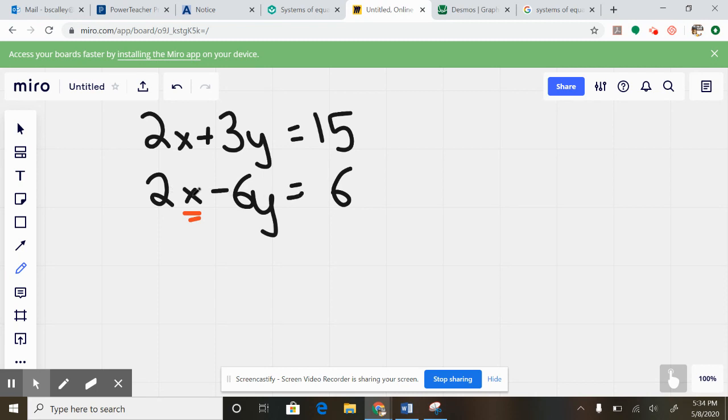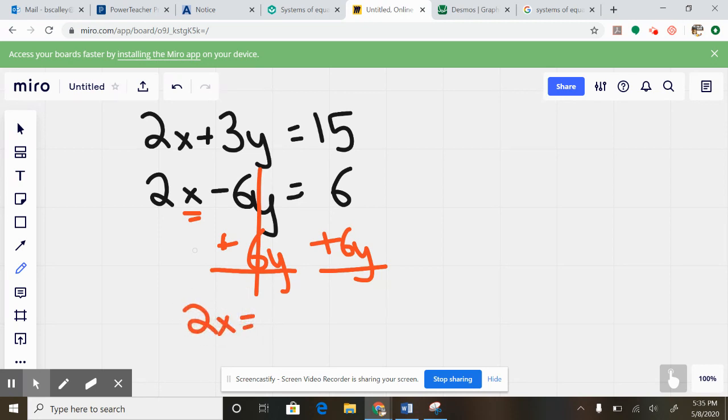I don't have to get this x alone. It would work if I did any of these. I'm just looking ahead and knowing that dividing by 2 is pretty easy, and the other coefficients are divisible by 2, so that's why I chose that one. So trying to get that x alone, I'm going to add 6y on both sides. On the left side, it's just going to cancel. So my equation now says 2x equals 6 plus 6y.